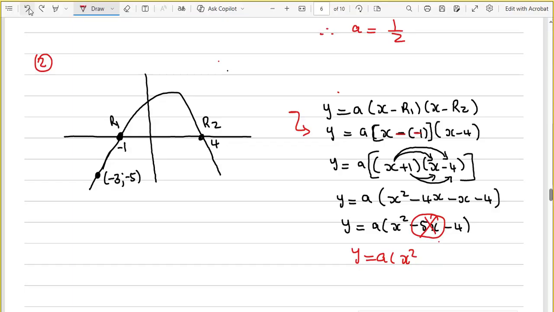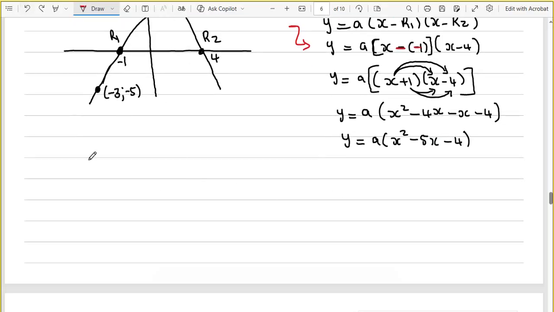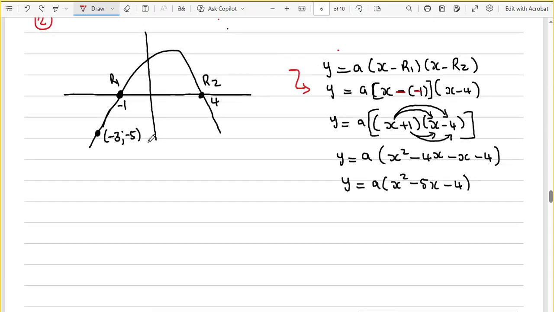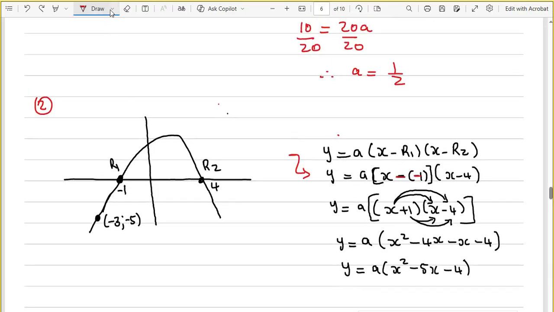So if we choose to continue with this one, we can definitely find the value of a, but it's fine. Let's go to the next type. Okay, I mean, these were the only two types, right? Yes. Yeah, these were the only two types.